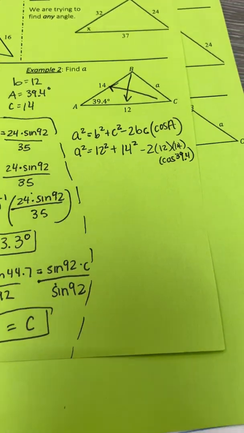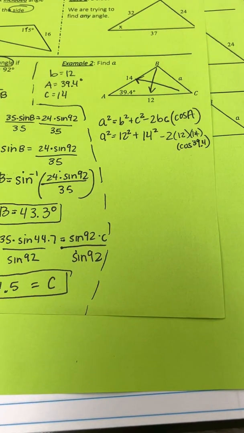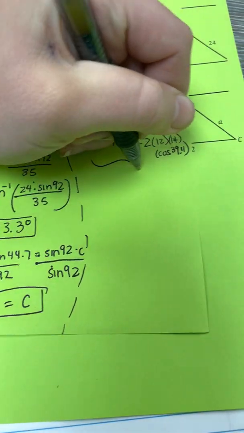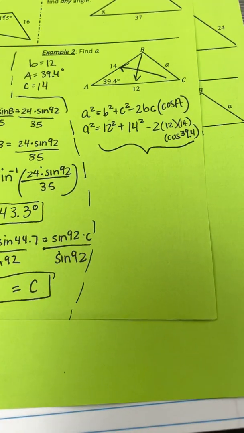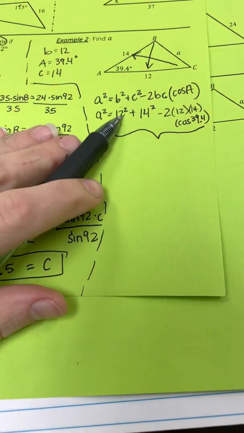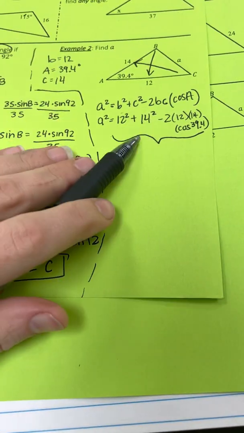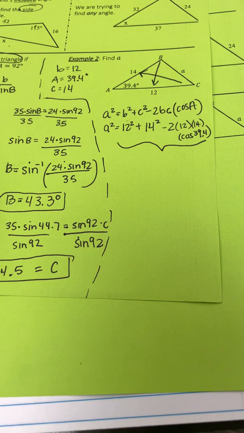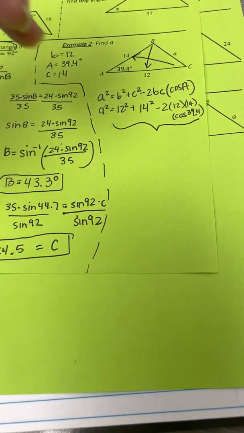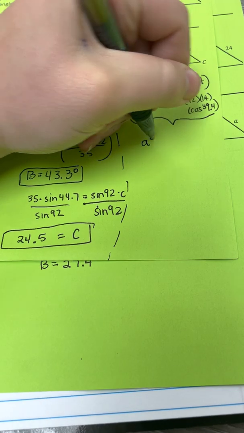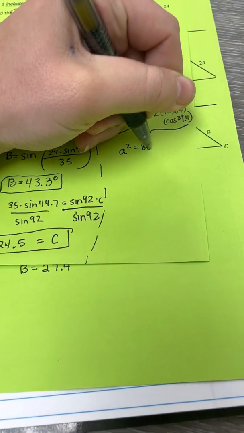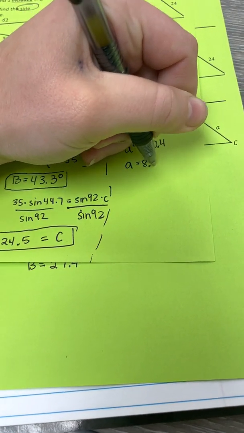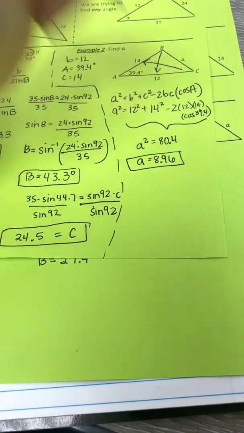All right, you can plug a lot of this into the calculator. I'm just going to call it calculator magic. You obviously have 144, 196, add those together, subtract 2 times 12 times 14 times cosine 39.4. You could put that in the calculator and solve. A squared, don't forget that it's still a squared whenever you solve, is 80.4. Now, when you square root that, we're going to go with 8.96. All right, and that is a.